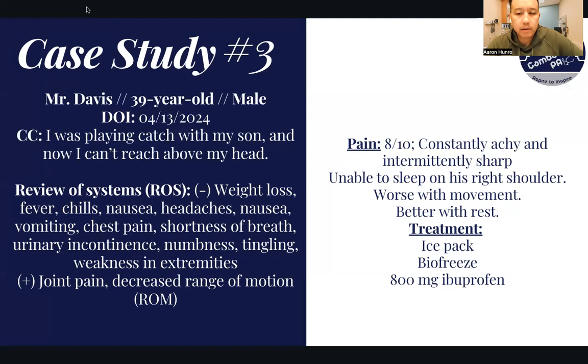Okay. And then anything else anybody want to add for Brendan?